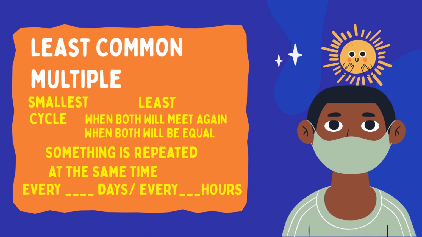Now, let's solve word problem involving least common multiple. The word clues are list, cycle, smallest, or when both will meet again, when both will be equally divided, and something is repeated at the same time. It may be every blank days or every blank hours. So let us have an example.